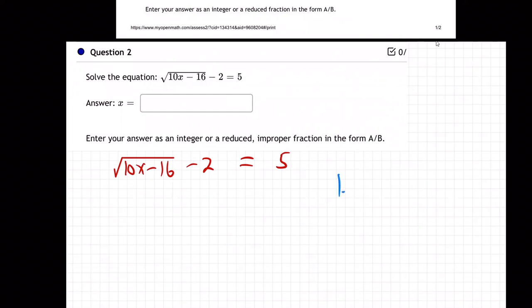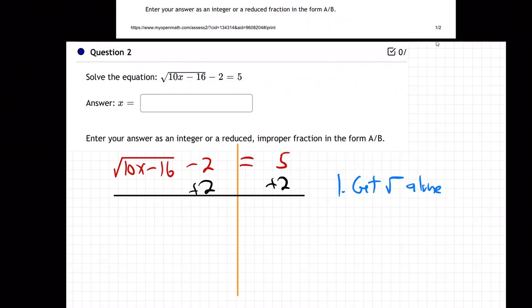Well, step number one, when you have a square root with an equal sign, that's the kind of problem we have, a square root problem. It's to get the root alone. So here's the wall of separation. And so the first thing is to get that root alone. Let's add 2 to both sides. So if we add 2 to both sides, then we come on down. And we've got the root of 10x minus 16 equals 7. So I added 2 to both sides to get the root alone.